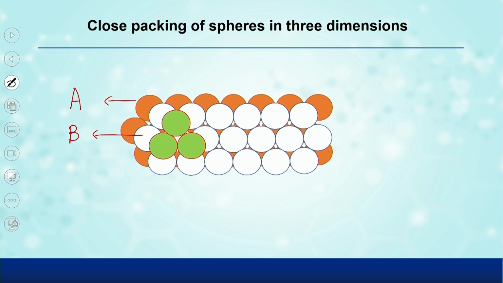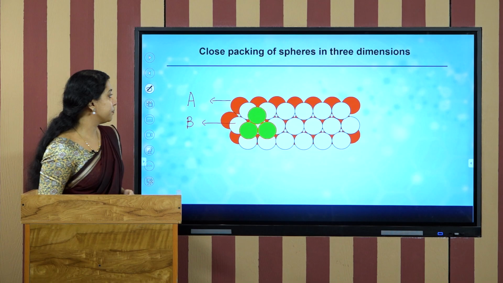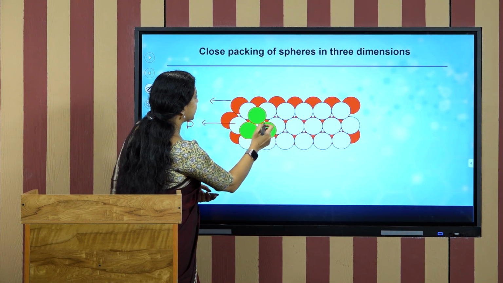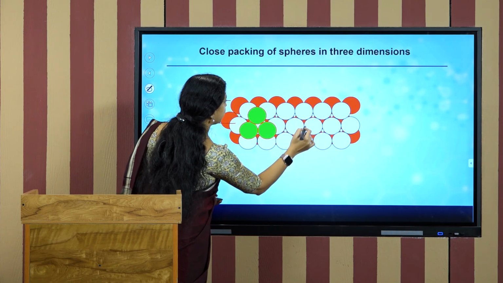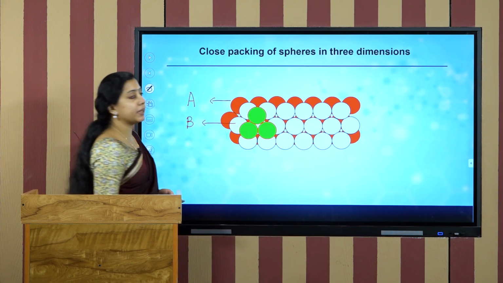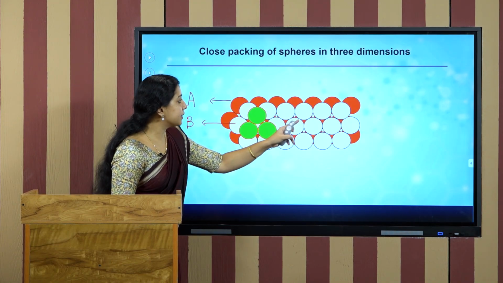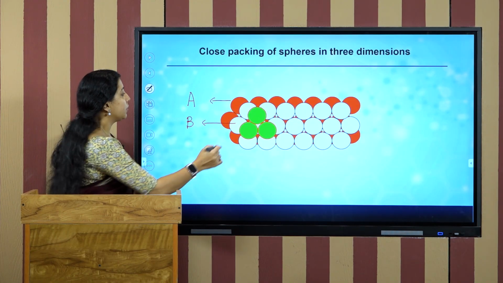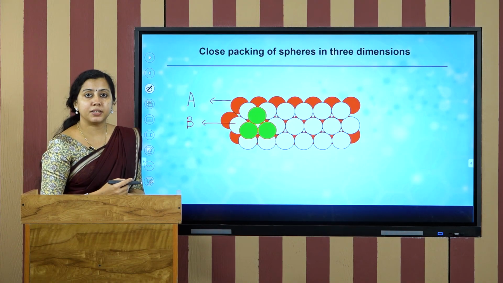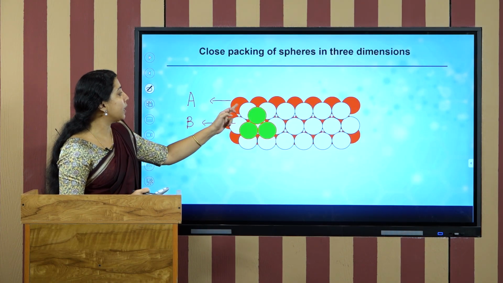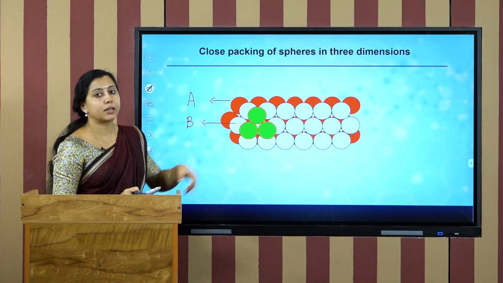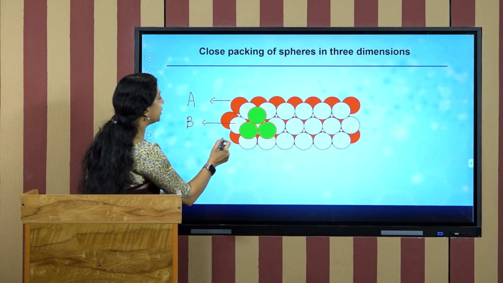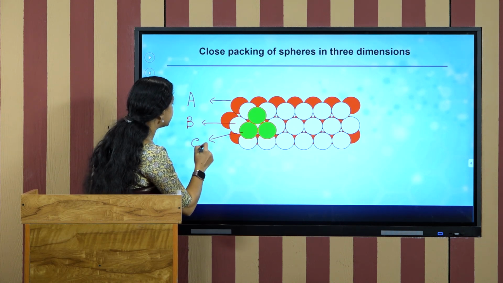Now, when we add the third layer of spheres onto the depressions marked like this here, when we place the spheres onto these depressions, you can see that a new layer is created. It is not directly above these first layer orange colored spheres, nor is it directly placed over these white colored spheres, but instead they form a new layer. So, we may name them as C.